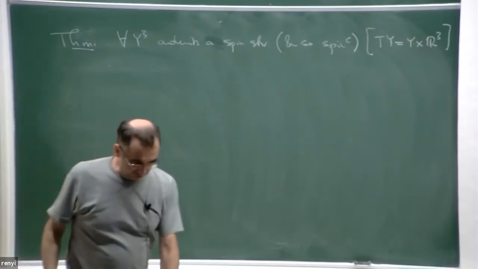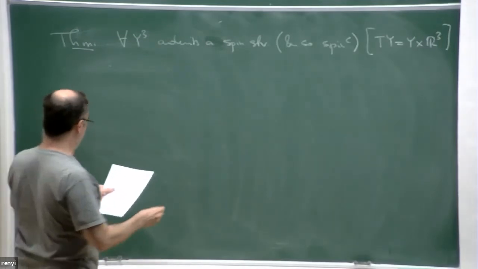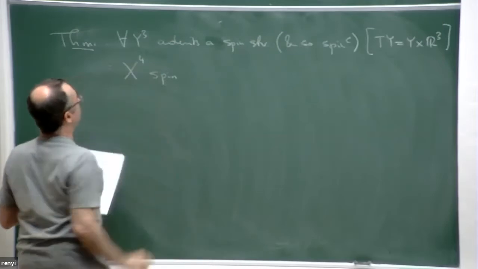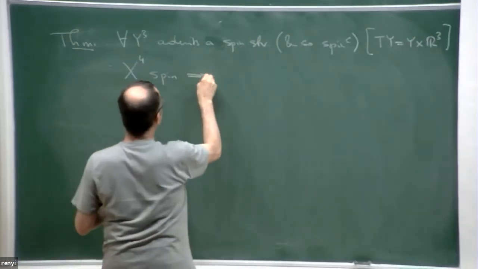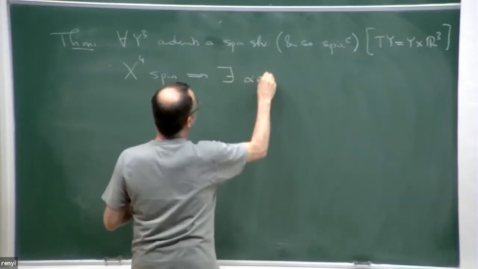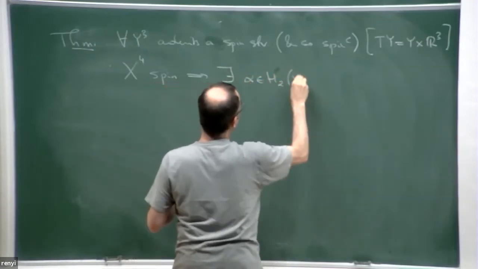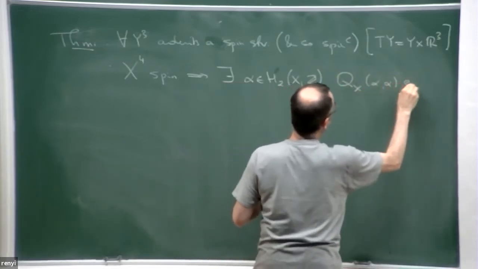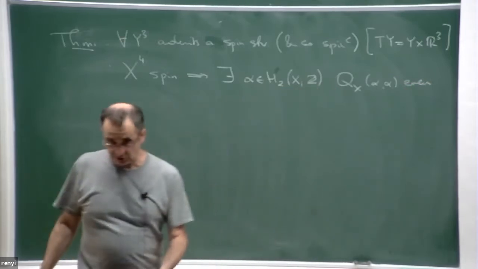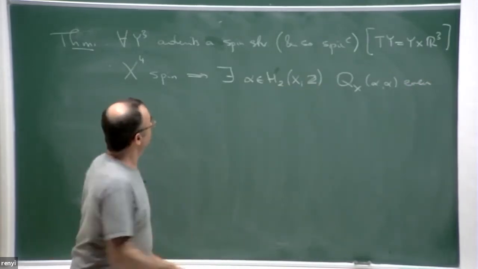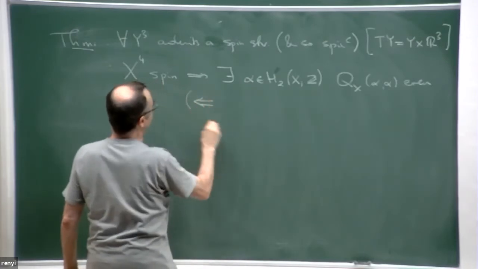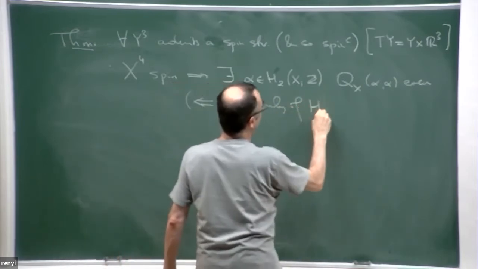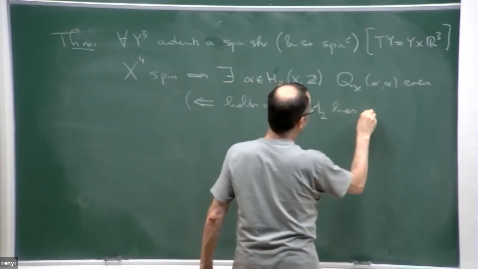So when do four-manifolds have spin or spin C structures? So here is a condition: if X is spin, then for every alpha in the second homology of X, we have Q X of alpha, alpha even. So the intersection form of the four-manifold is even. And this implication holds only if H lower 2 has no two-torsion.